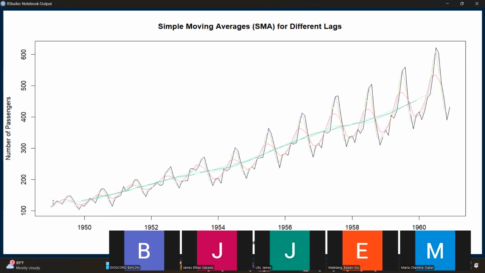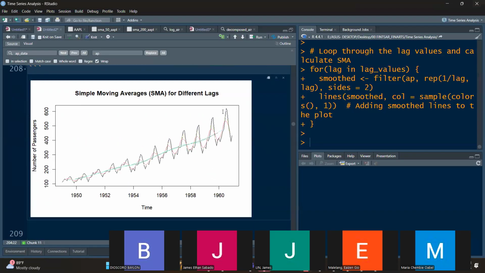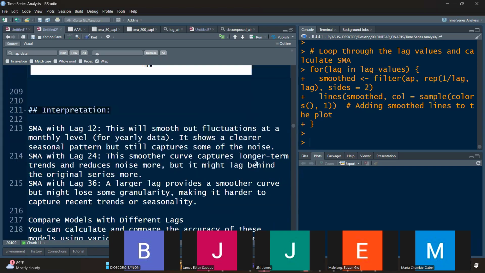The first one here should be your SMA2, because you only have 2 months and then you already have your prediction. So different SMAs here, and it just reinforces what we said a while ago, that the smaller the lag, the closer it is to the original data.